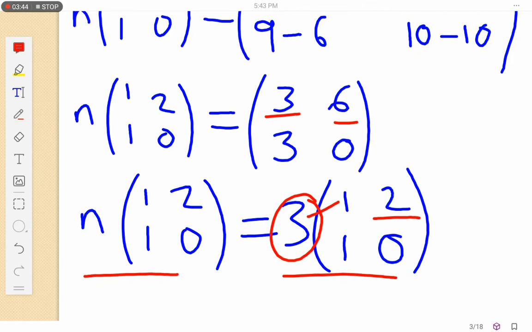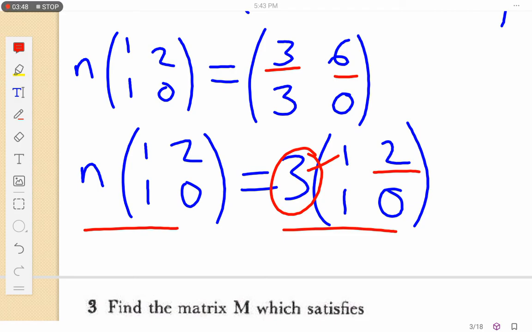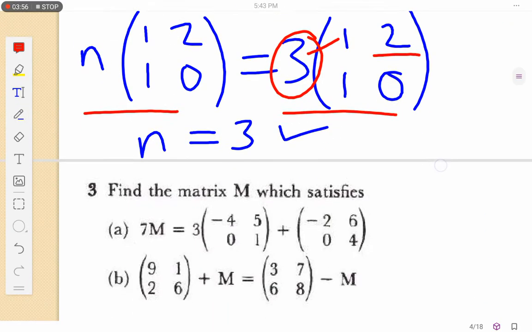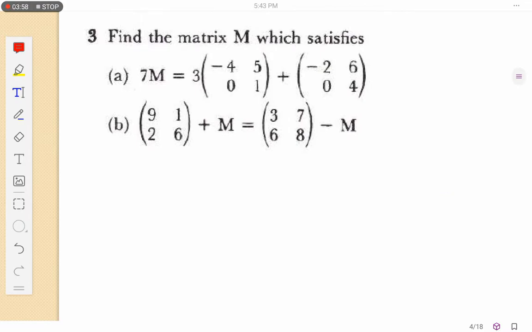And when we have that, it means our n value there is equal to, our n is equals to 3. Okay, so that's the answer there. Let's go on to the next matrix.